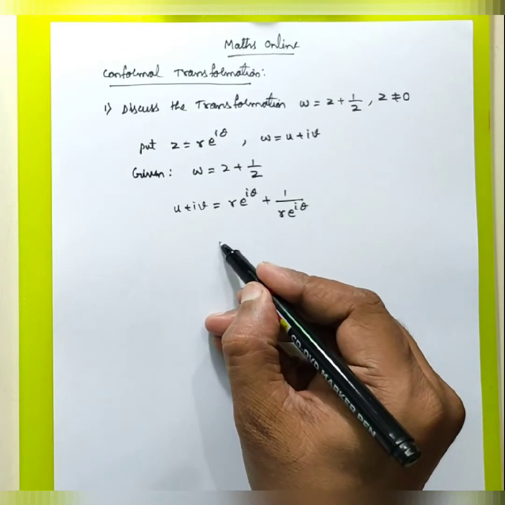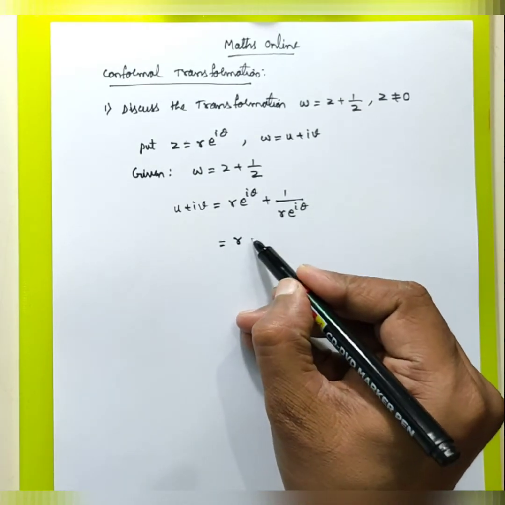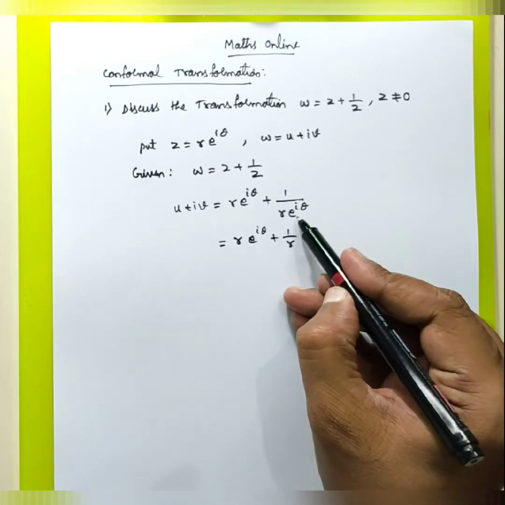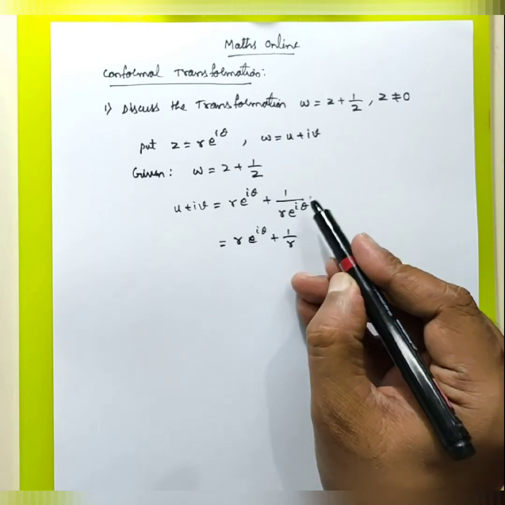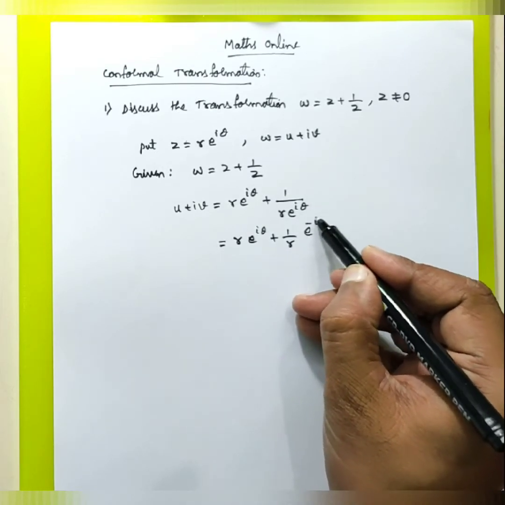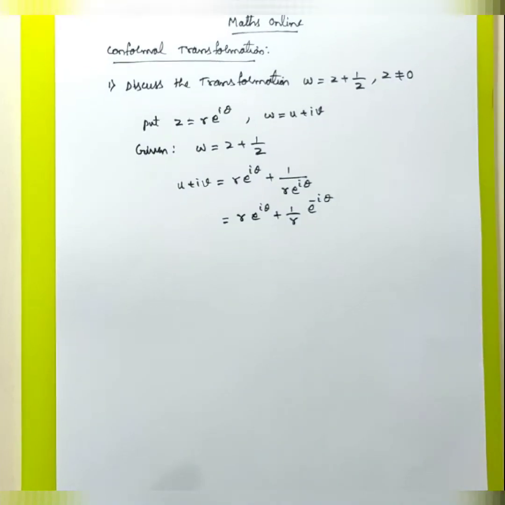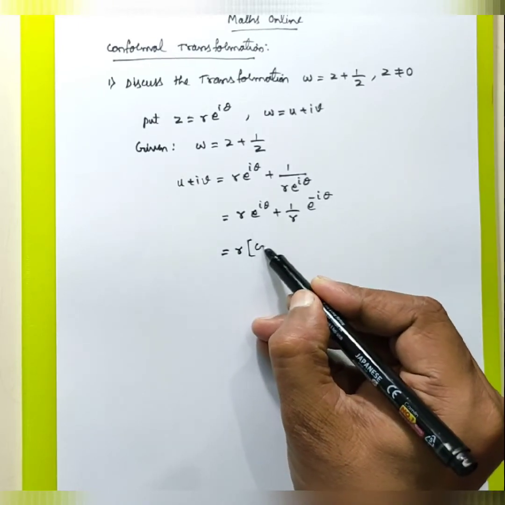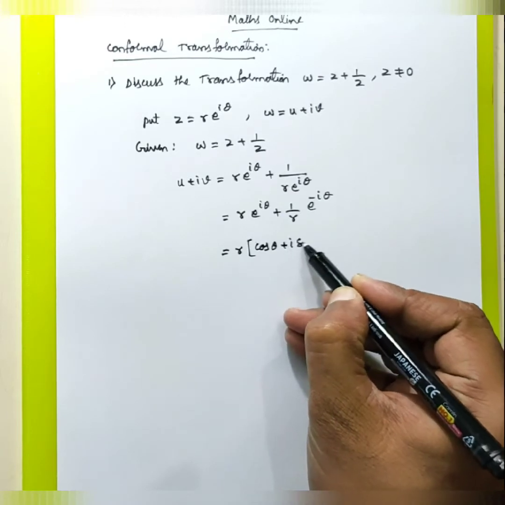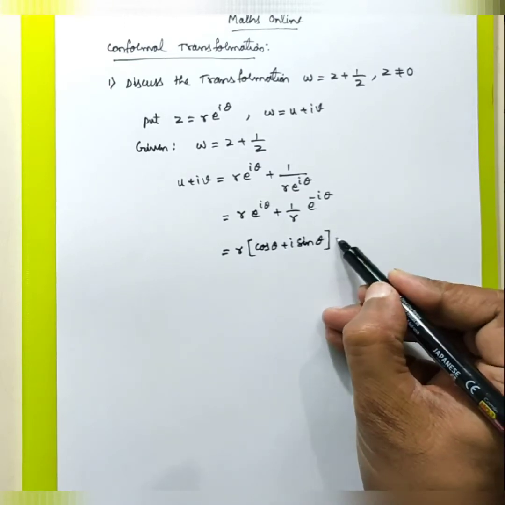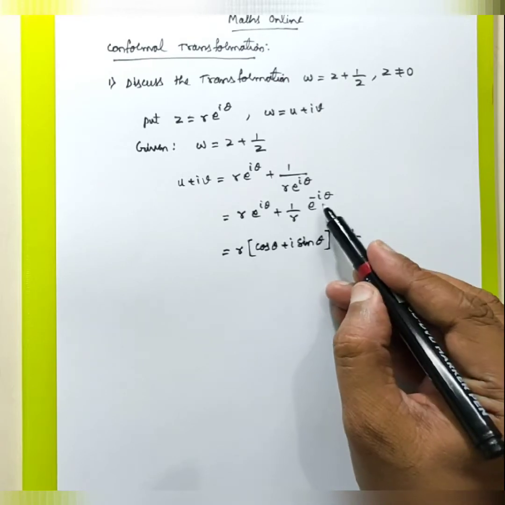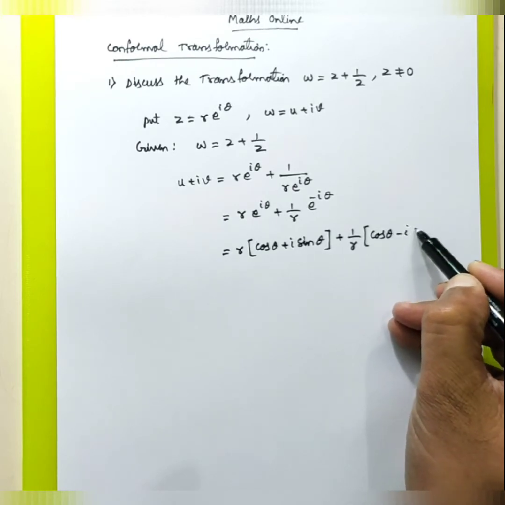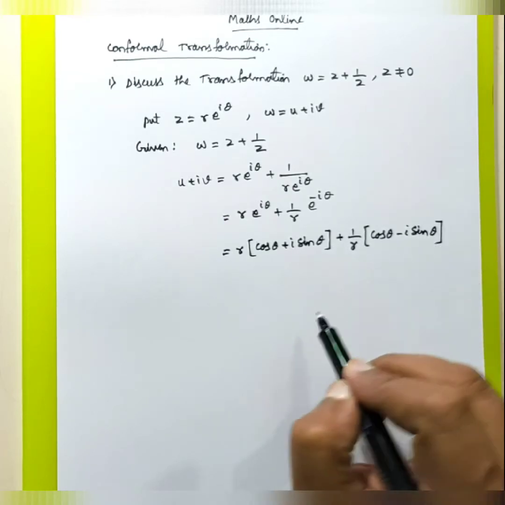This can be further written as r e power i theta plus 1 by r. Now this e power i theta is in the denominator; if I take it to the numerator, it becomes e power minus i theta. Simplifying further, it is r into e power i theta, which equals cos theta plus i sin theta, plus 1 by r times e power minus i theta, which is cos theta minus i sin theta.